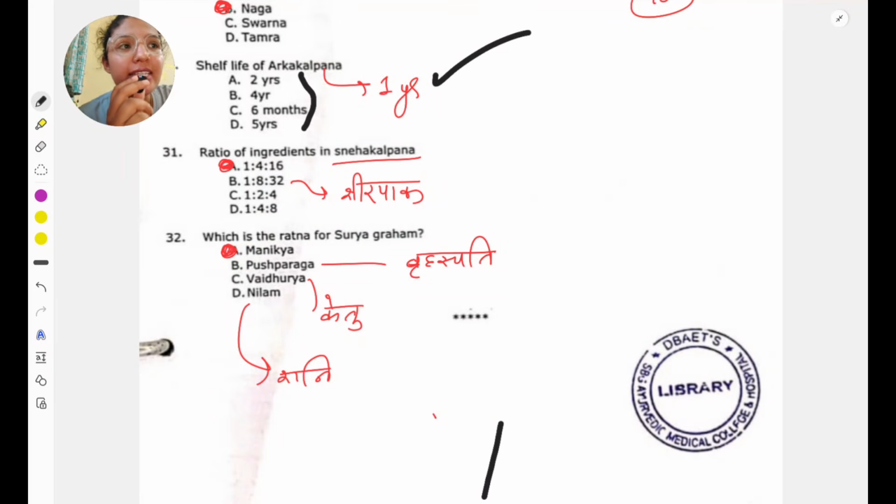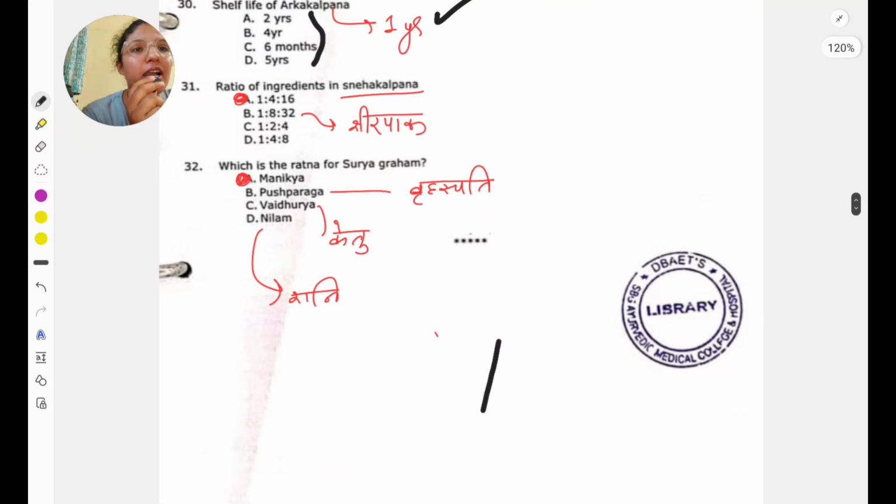The next question is the ratio of ingredients in Sneha Paka, Sneha Kalpa. Sneha Kalpa is 1:4:16, where 1 is Aushadha, 4 is Sneha and 16 is Drava. Next, this ratio 1:32 is Sneha Paka. So this ratio is actually confusing and important, you have to study it.